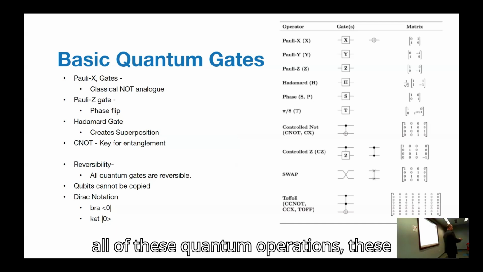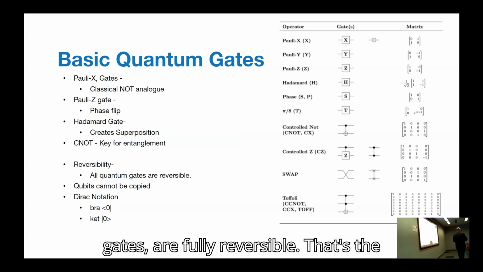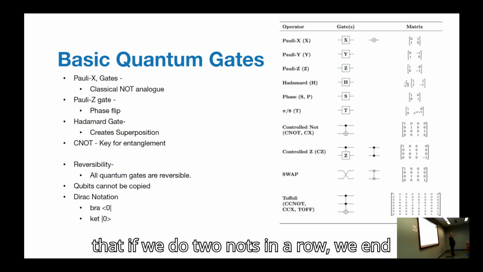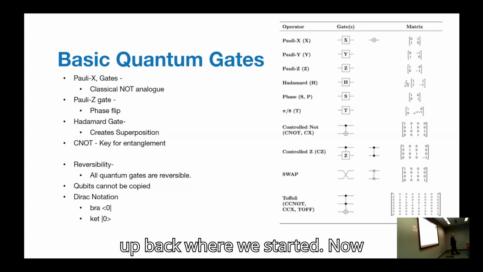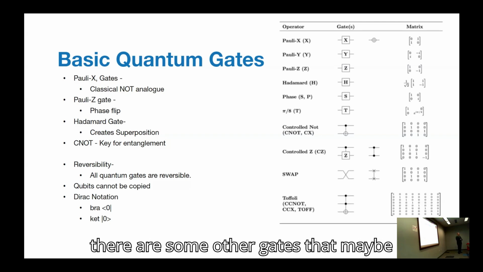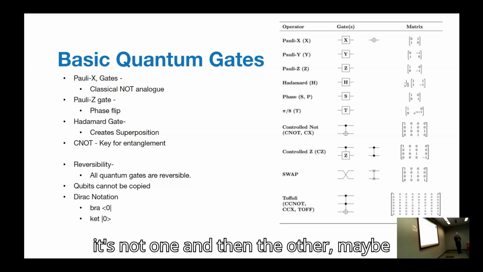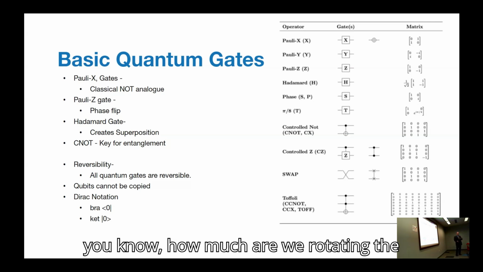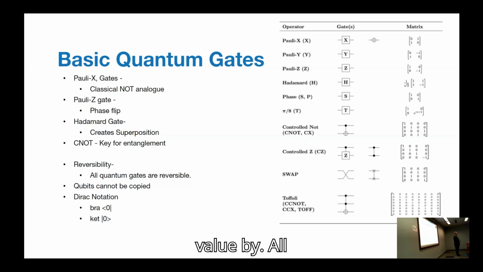Now, all of these quantum operations, these gates, are fully reversible. That's a necessary property of a quantum gate. If we do 2 NOTs in a row, we end up back where we started. There are some other gates where it's not just one and then the other. Maybe you have to do 2, 3, 4, based on how much we are rotating the value by.